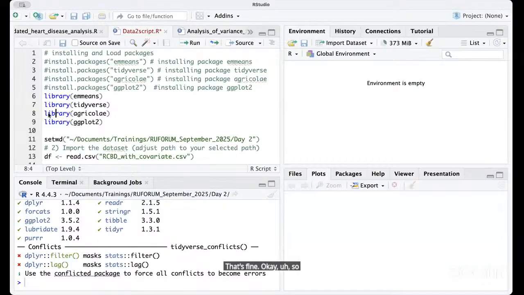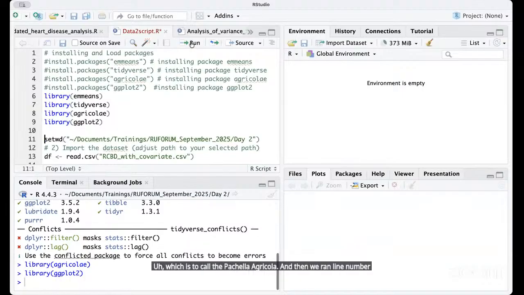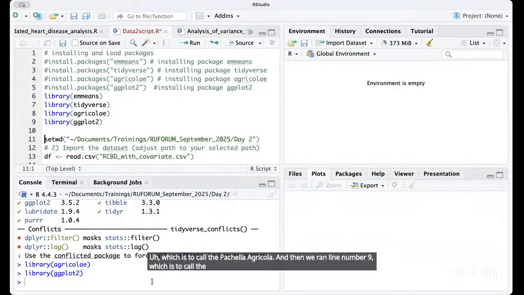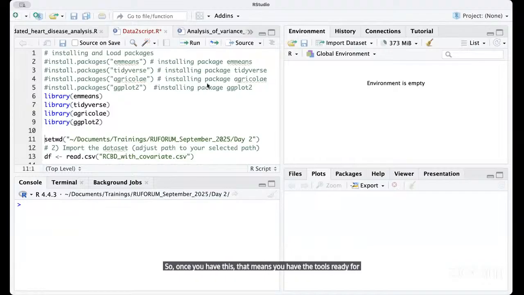So we can also run line number 8, which is to call the package Agricolae, and then we run line number 9, which is to call the package ggplot. Once you have this, that means you have the tools ready for you to do the analysis.